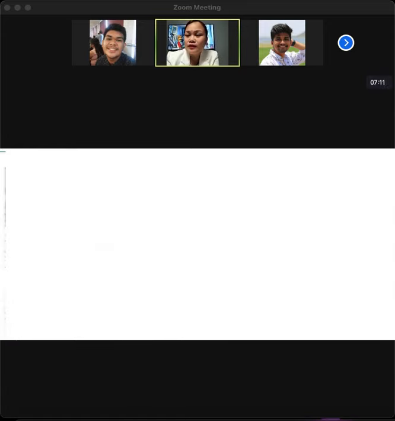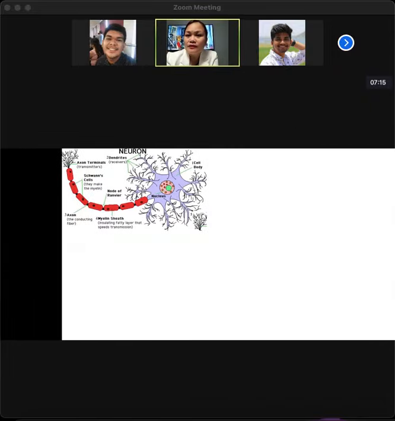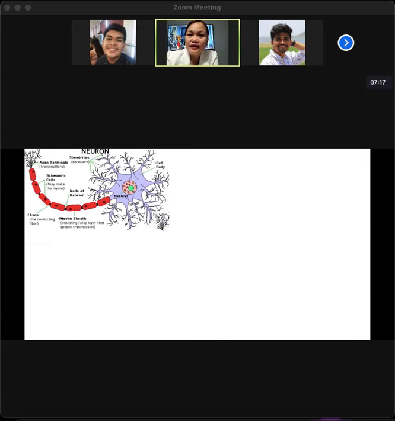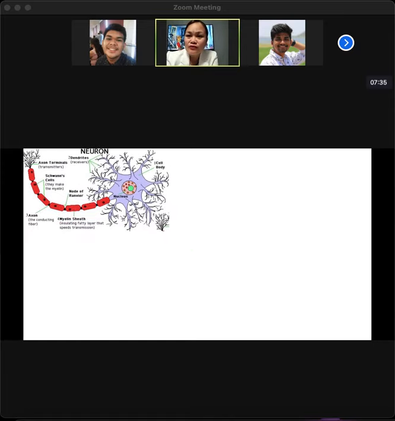Okay, next one. Again, to be more specific, this is the neuron again. You have the axon, the Schwann cells, the node of Ranvier, and then the nucleus of your neuron. Alam na din ninyo to.